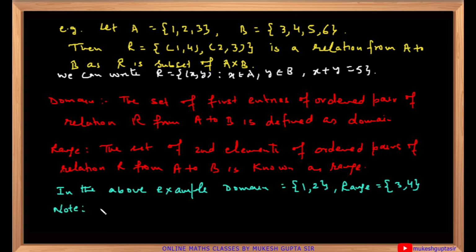Note that there is one more concept, codomain. Set B is known as codomain. If R is a relation from A to B, B is known as the codomain of that relation.